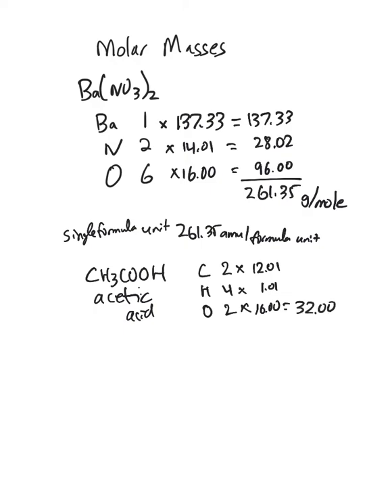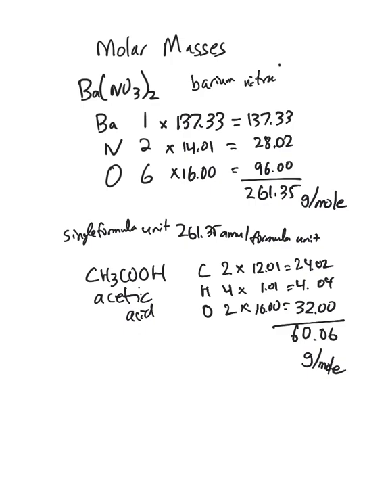So they give us 32 for oxygen and 4.04 for hydrogen and 24.02 for carbon. We add all those up. And they give 60.06 grams per mole for acetic acid. So we've looked at barium nitrate and we've looked at acetic acid. And so being able to calculate the molar mass is important.